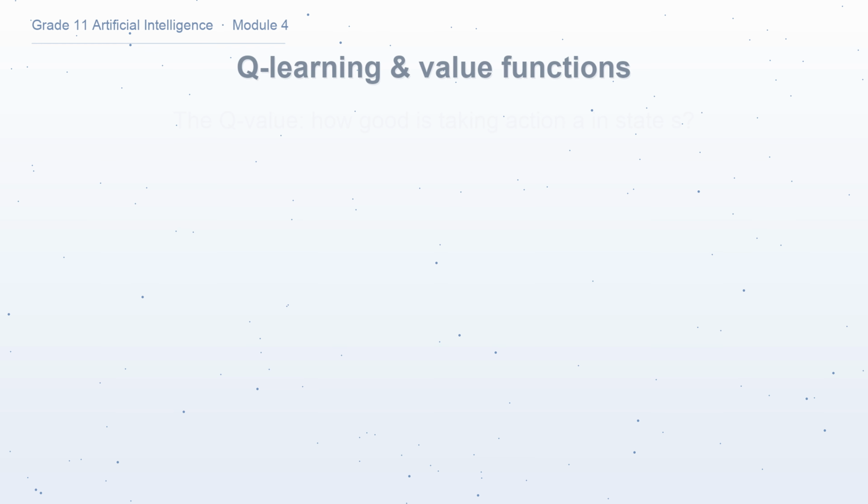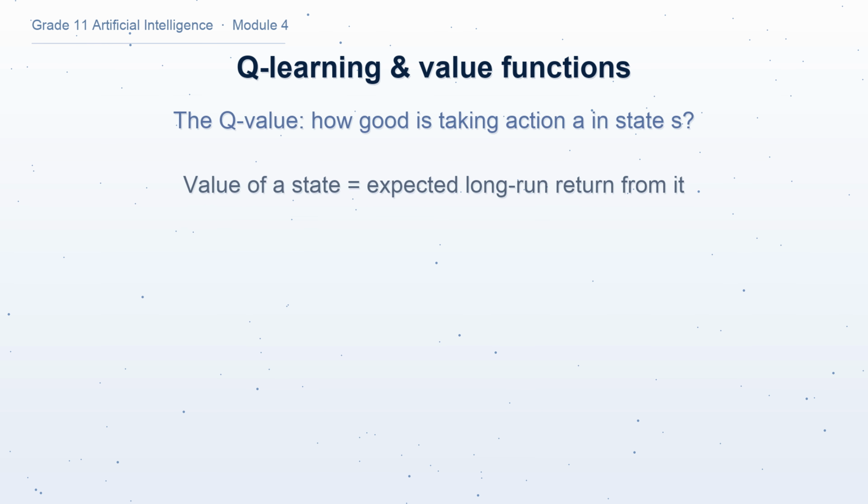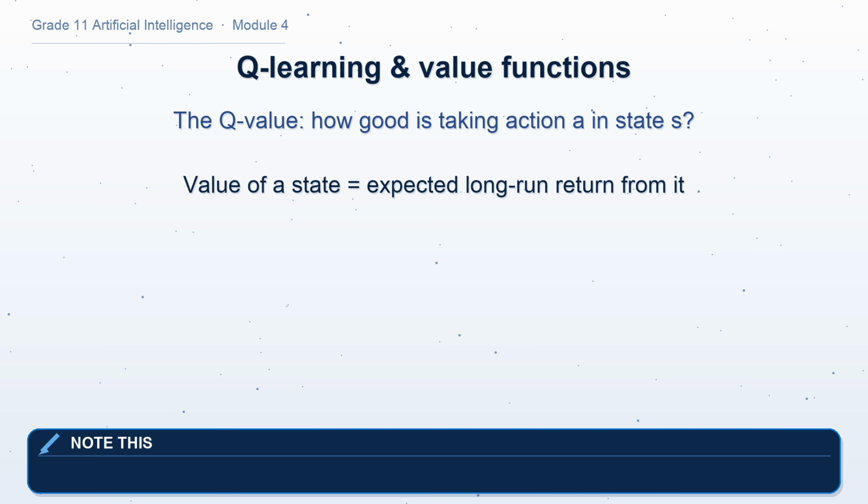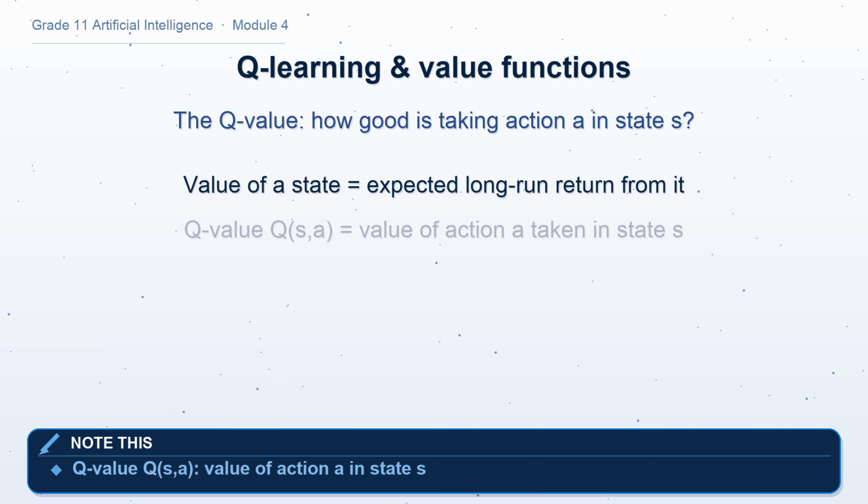How does an agent learn which actions are good? We use value functions. The value of a state is the expected long-run return from that state onward. The Q value goes one step finer. It is the value of taking a particular action in a particular state. Q-learning estimates these Q values from experience.